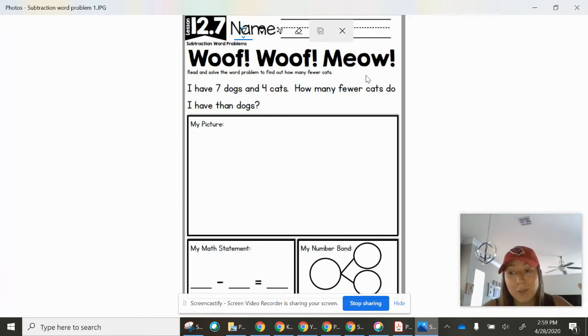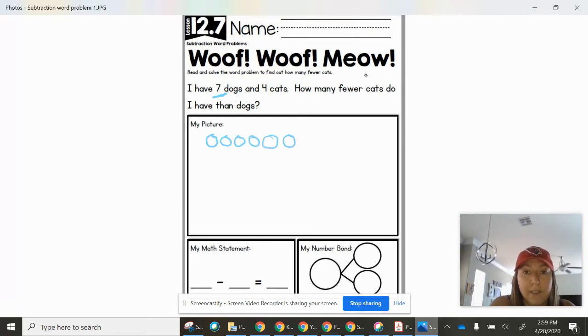So this is a little trickier. You have to really make sure you're listening. So let's start at the beginning where it says I have 7 dogs. My 7, I'm going to draw 7 circles. 1, 2, 3, 4, 5, 6, 7. And I drew them in a straight line so they're easy to see. When you do this with me, I hope you will do the same.